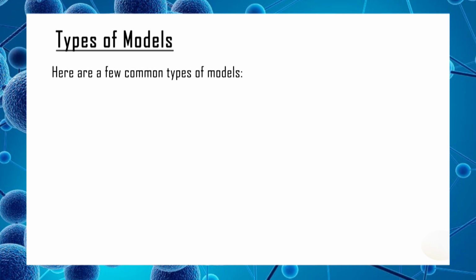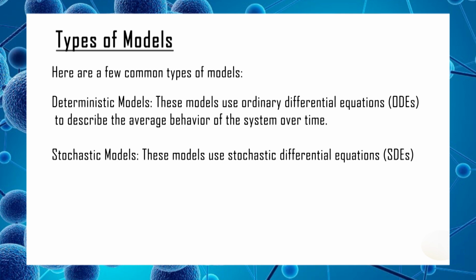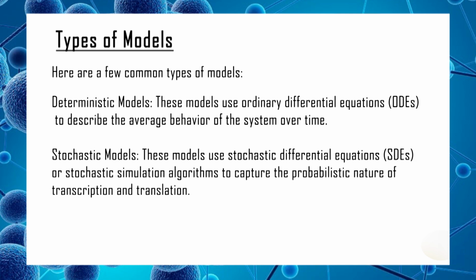Here are a few common types of these models. First, deterministic models. These models use ordinary differential equations to describe the average behavior of a system over time. They assume a well-mixed population and do not consider statistics or randomness. Deterministic models are often used to study the dynamics of transcription and translation in a population of cells.